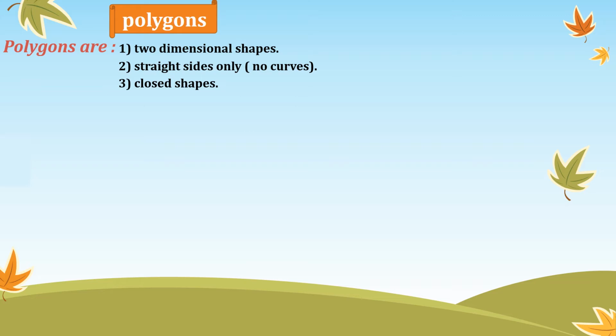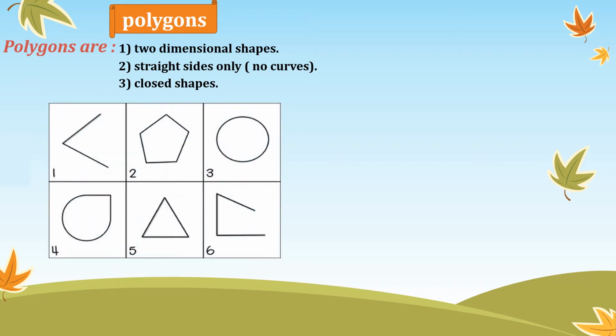So polygons are 2D shapes with straight sides only. It means no curves in them, and they are closed shapes. To understand more, we will take some examples.